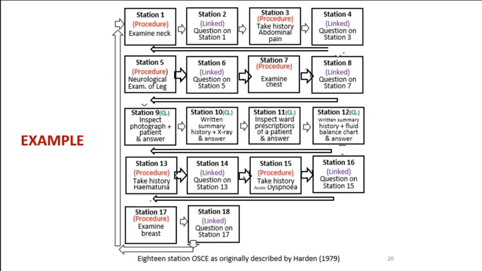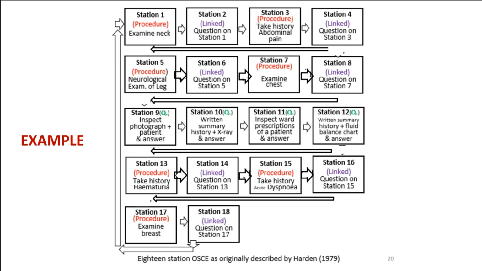Example. Station 1, procedure, examine neck. Station 2, linked, question on Station 1. Station 3, procedure, take history abdominal pain. Station 4, linked, question on Station 3. Station 5, procedure, neurological exam of leg. Station 6, linked, question on Station 5. Station 7, procedure, examine chest. Station 8, linked, question on Station 7.